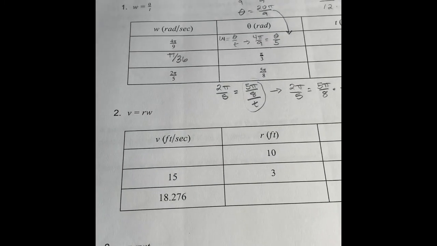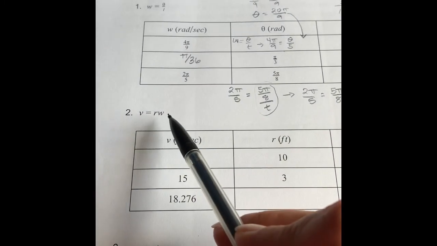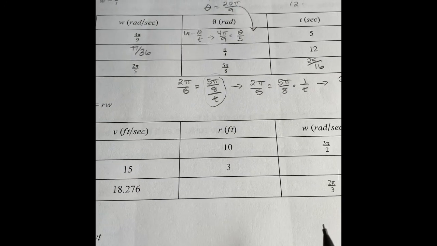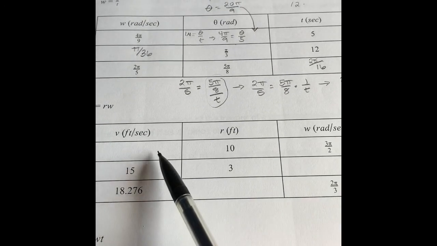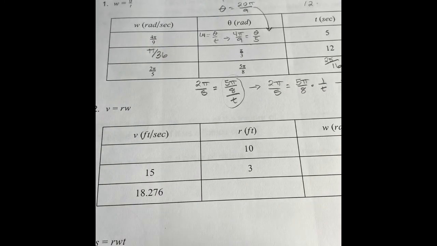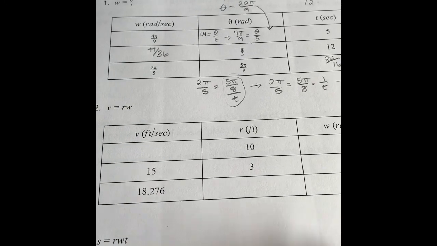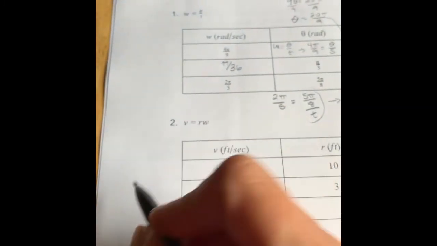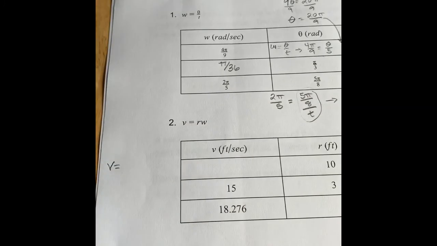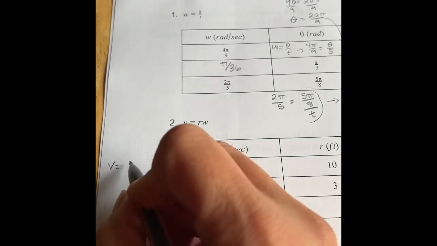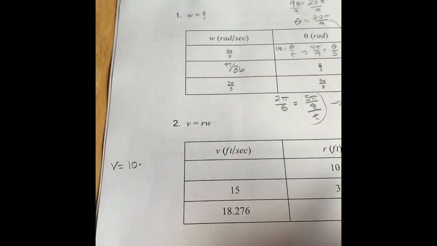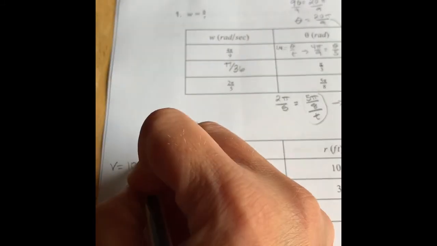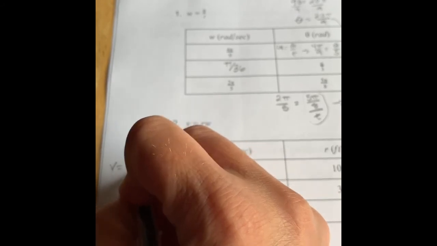On the second example, we're using the formula V equals RW. Same thing, where the blank is what we're trying to find. On the first one, the blank is in V. So we are going to plug in for V here. V equals, we've got a radius of 10 times an angular velocity of 3 pi over 2.